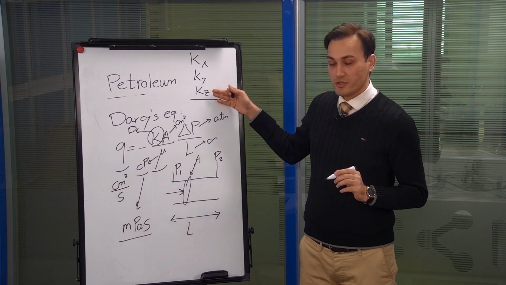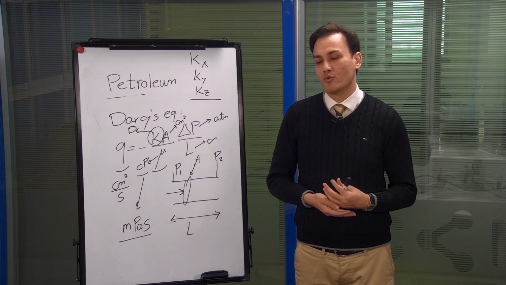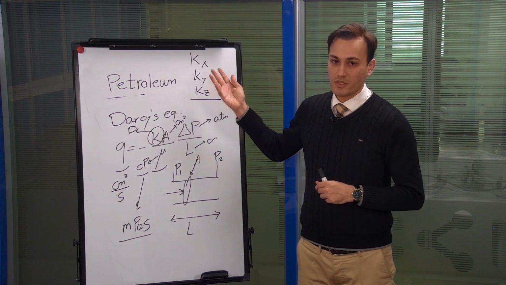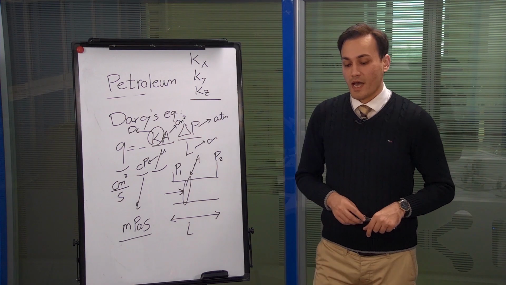And if the values in different directions are the same, in that case, we just say that we have isotropic permeability. But if it's different, which is actually the case in reality, in that case, we just call it anisotropic.